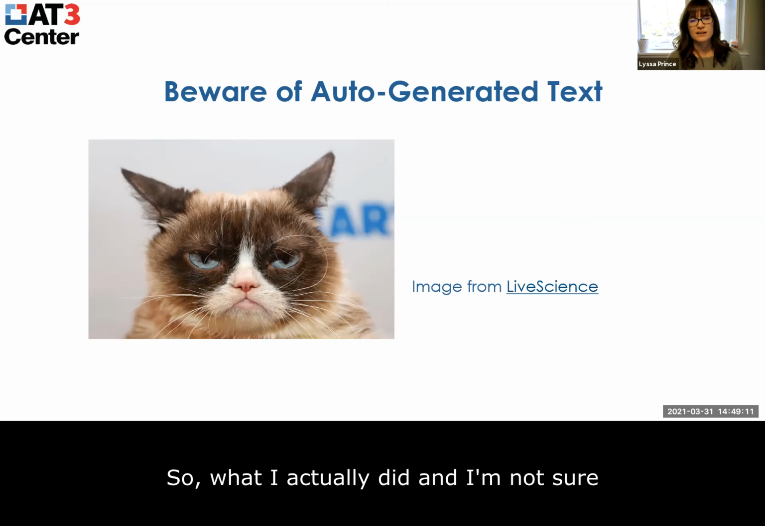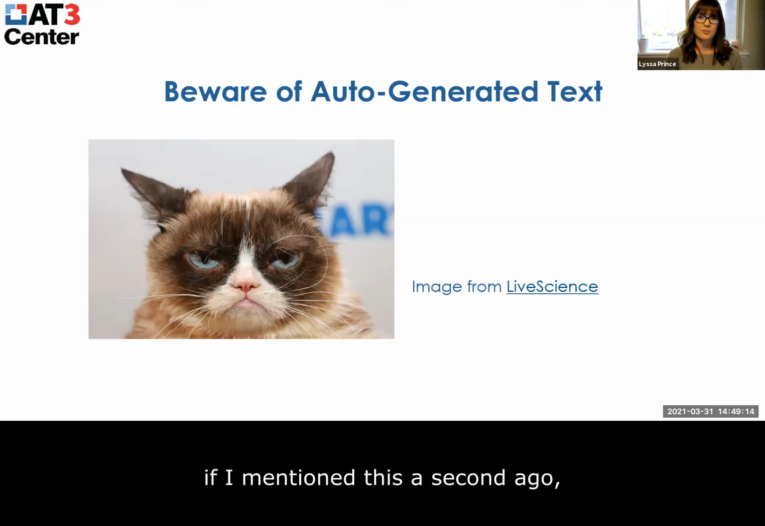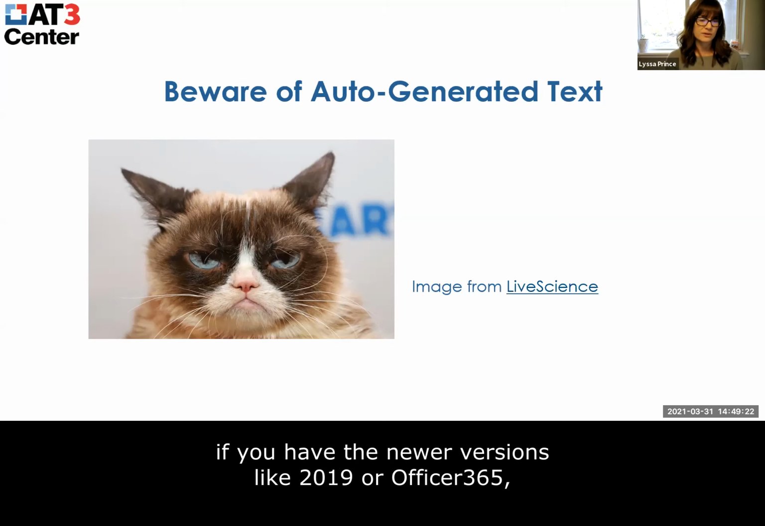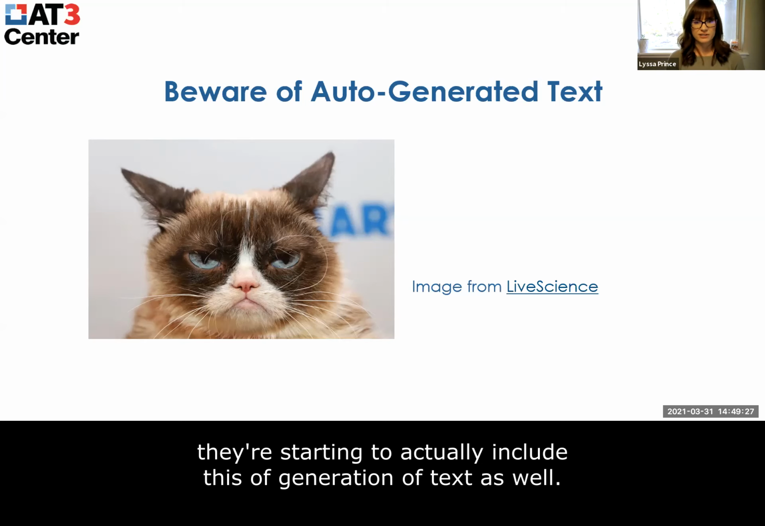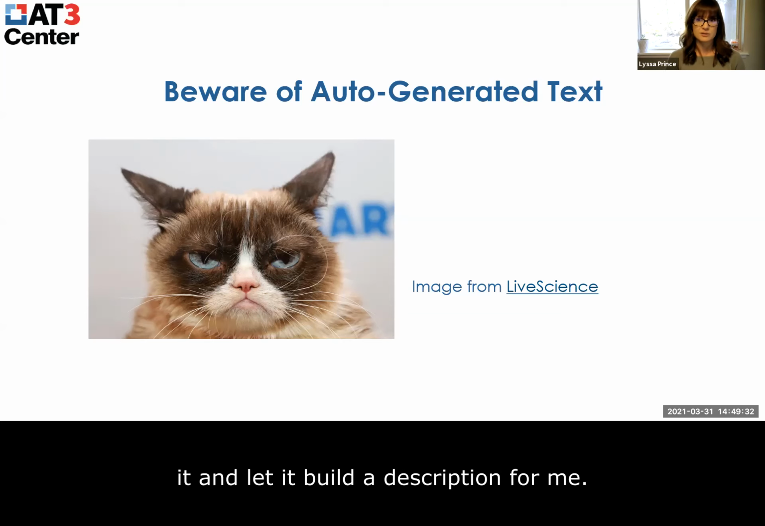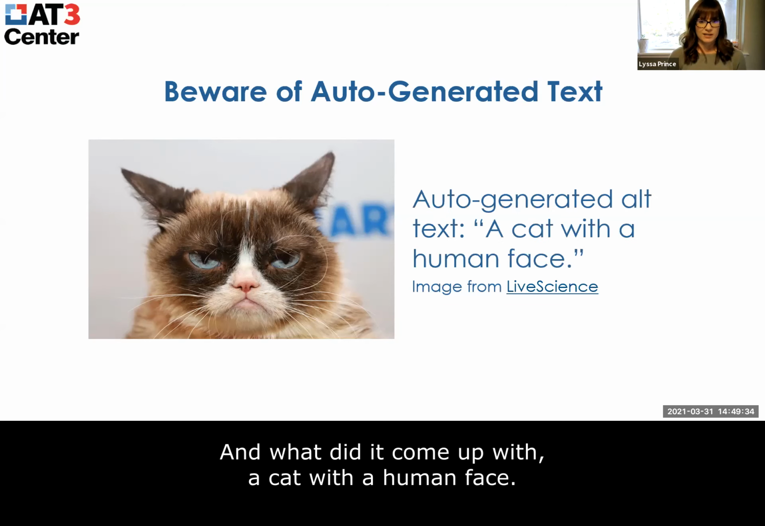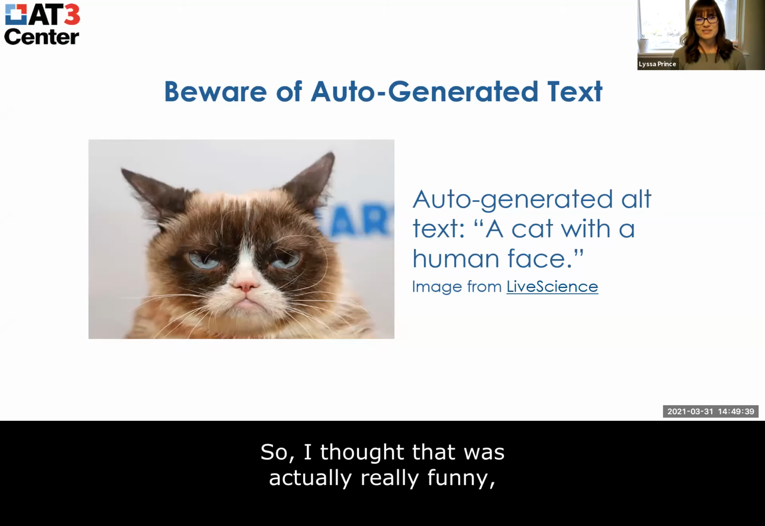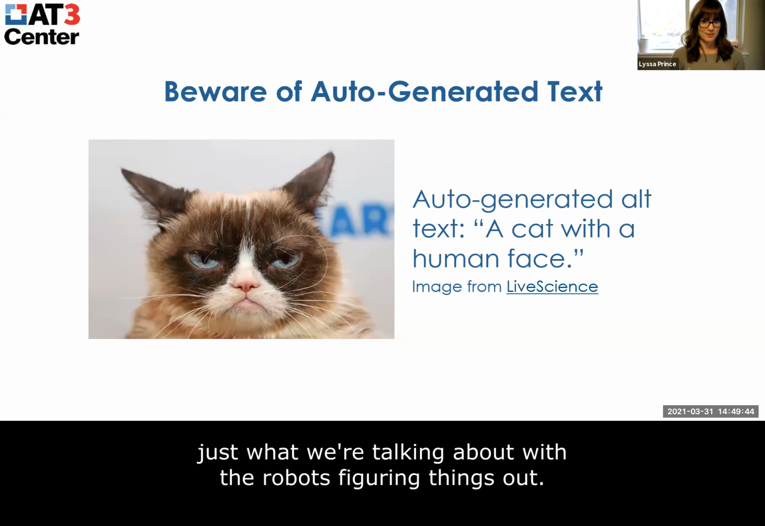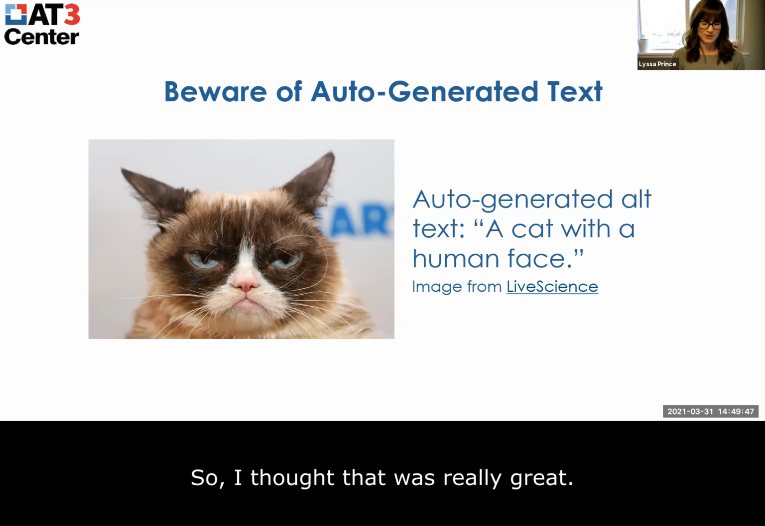What I actually did, and I'm not sure if I mentioned this a second ago, but aside from social media platforms, a lot of programs like Microsoft Office, so Word or PowerPoint, if you have the newer versions like 2019 or Office 365, are starting to include this auto generation of text as well. So I put this image into my PowerPoint as I was building it and let it build a description for me. And what did it come up with? A cat with a human face. I thought that was actually really funny, considering what we're talking about with the robots figuring things out. So I thought that was really great.